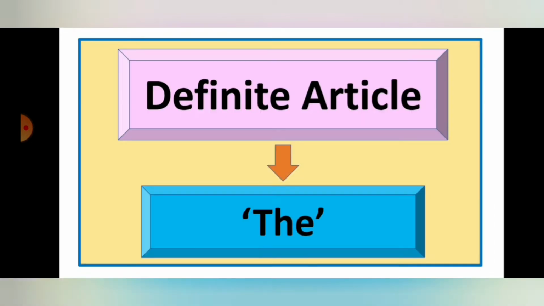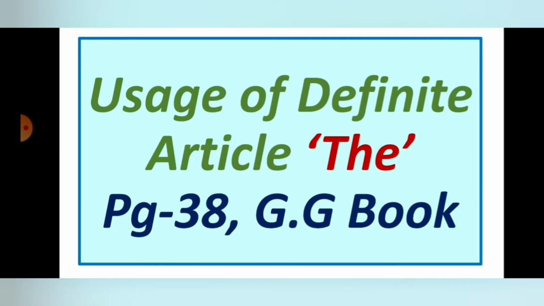Okay. Now our today's main topic, which is the definite article. That means the uses of the. The uses of the are also given in your book. All the uses and rules of where to use the are given by 1, 2, 3, 4. According to this, I have also sorted this class, and you can also check in your book, on page number 38 of your grammar gear book.